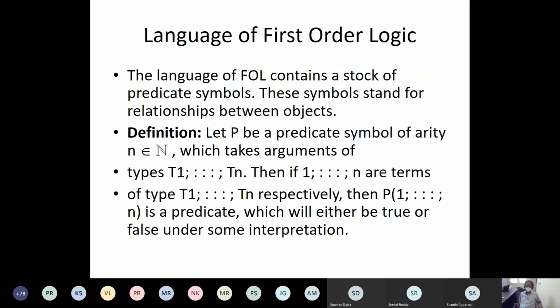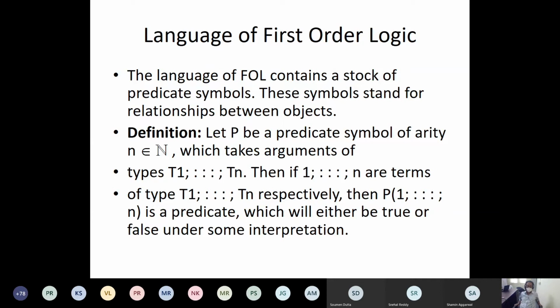The language of FOL contains a stock of predicate symbols. So we have talked about constants, variables, and ordinary functions, and now we are talking about predicates. These symbols stand for relationships between objects. Definition: let P be a predicate symbol of arity n, n in the natural numbers, which takes arguments of types t1 to tn. Then if the arguments are terms of type t1 to tn, as we were discussing in the case of ordinary functions, the predicates are also written like ordinary functions.